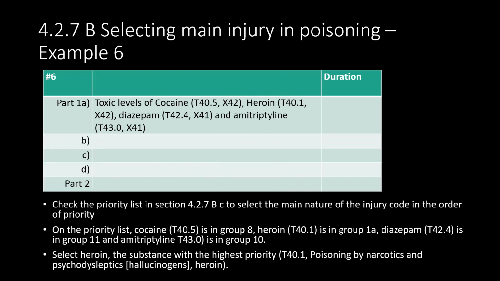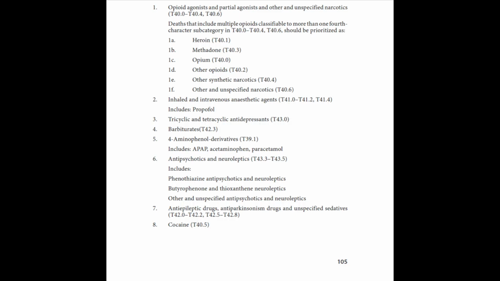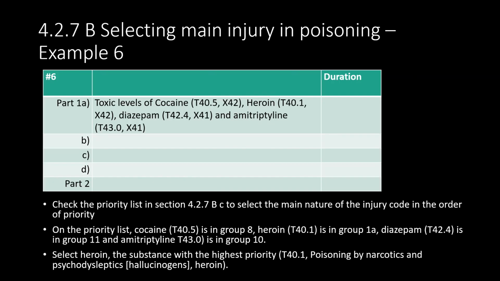In selecting the main injury, check the priority list in section 4.2.7b, subsection C, to select the main nature of injury code in the order of priority. On the priority list, cocaine is in group 8, heroin is in group 1A, diazepam is in group 11, and amitriptyline is in group 10. Therefore, select heroin, the substance with the highest priority, T40.1, poisoning by narcotics and psychodysleptics, hallucinogens, as the main injury code.